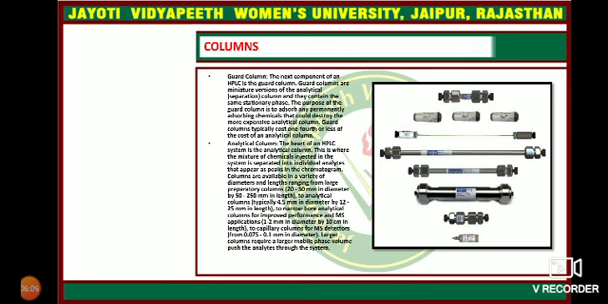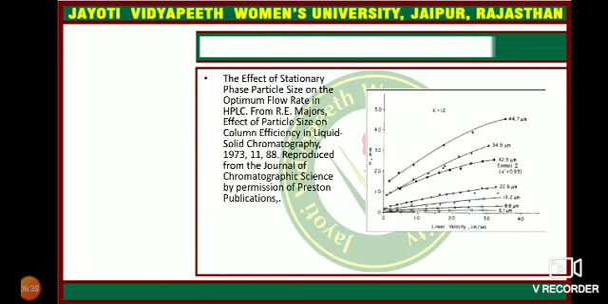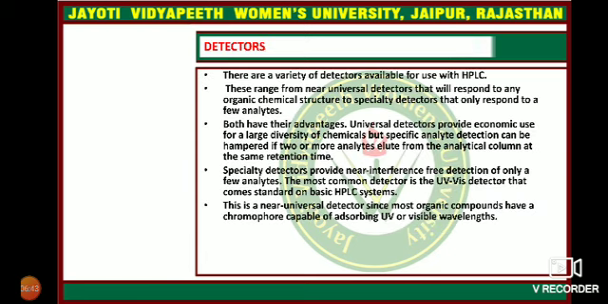The column. Now talking about the column, these are the different types of columns as shown in the figure. Guard column. The next component of an HPLC is the guard column. Guard columns are miniature versions of the analytical column and they contain the same stationary phase. The purpose of the guard column is to absorb any permanently adsorbing chemical that could destroy the more expensive analytical column. Guard columns typically cost 1/4 or less than the cost of the analytical column. The effect of the stationary phase particle size on the optimum flow rate in HPLC is shown in the figure.